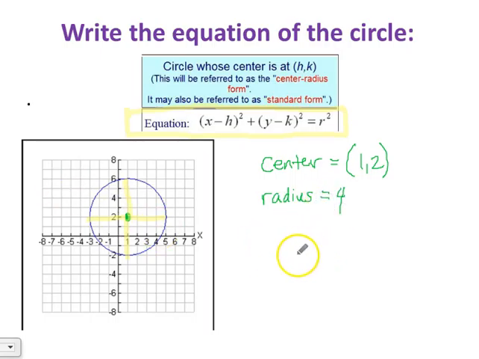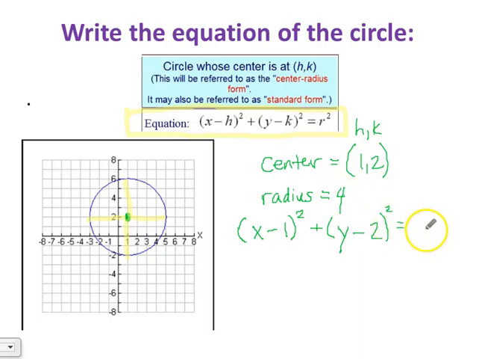So now we can just plug that information into the equation for the circle. So I'm going to remember the center is represented by h, k. The equation for a circle is x minus h. Well, I know h is 1, so I'm going to put in 1 instead of h, and I'm going to square that. Plus, the equation of a circle is y minus k. Well, I know k is 2, so I'm going to substitute that in. And then radius squared. So 4 squared is 16. And that is our equation for this circle.